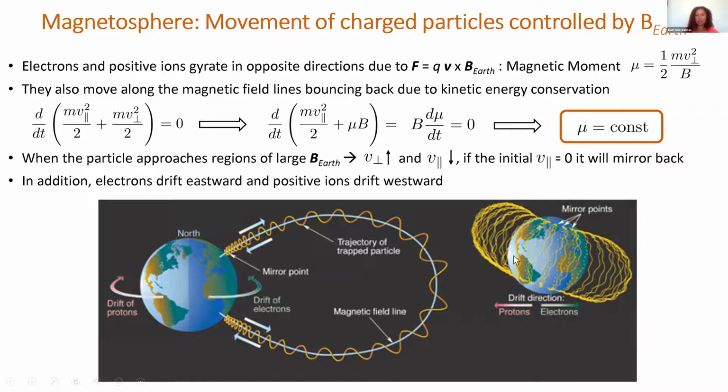Besides that, the ions and the electrons drift, and they drift in opposite directions. So this is what's shown here. Positive particles in one direction, electrons in another direction.